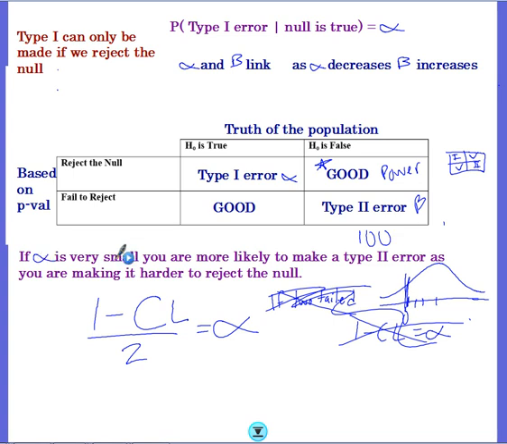So just a little note here, if alpha is very small, you're more likely to make a type 2 error as you're making it harder to reject the null. If you make alpha 1%, it's really hard to get a p-value less than 1% sometimes. So the smaller we make alpha, the harder we're making it to reject the null, essentially.